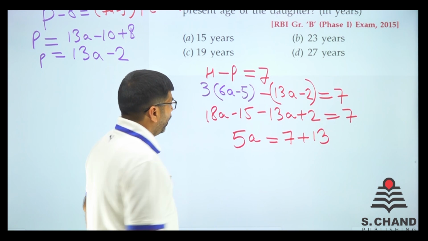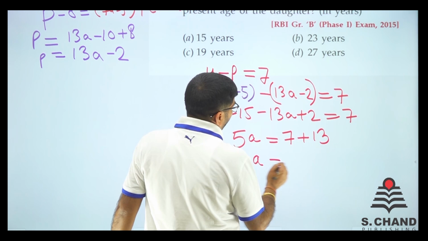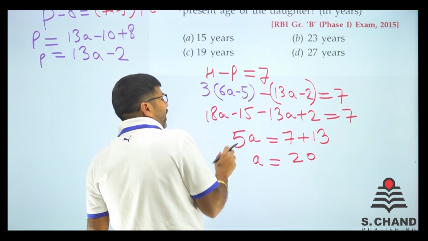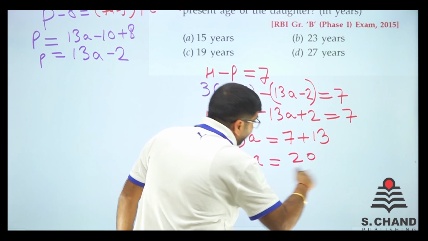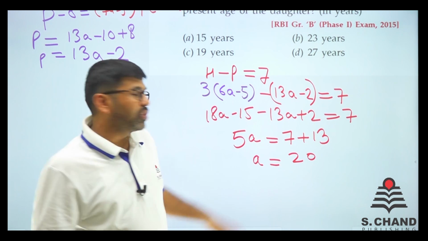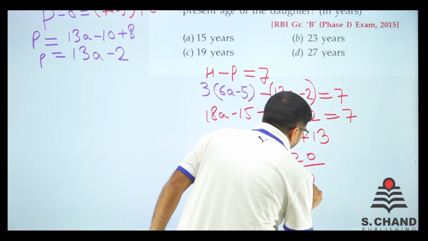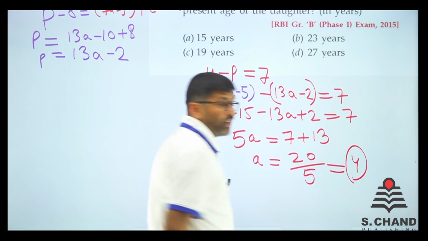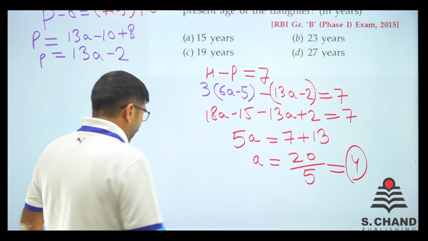ठीक है? Now, 5a is equal to 7 plus 13, which is 20. And 5 is in multiplication. When it goes over to the other side of equals to, it becomes divide. So we divide 20 by 5. A becomes 4, right? Now what is the question?